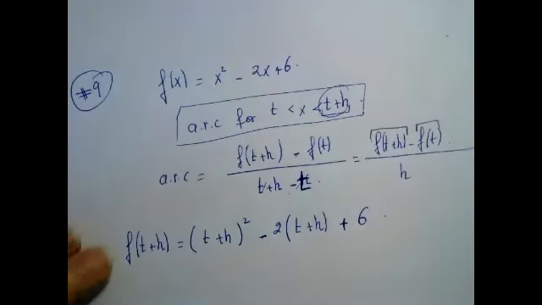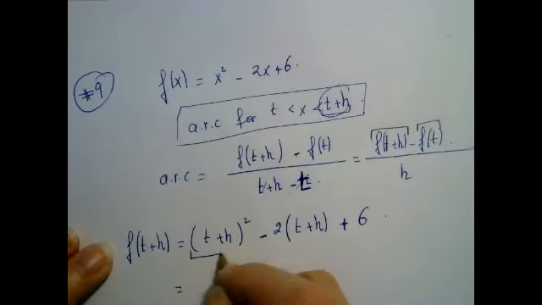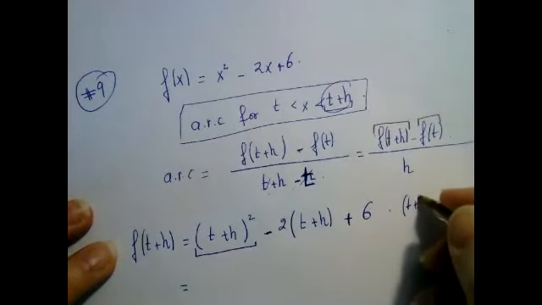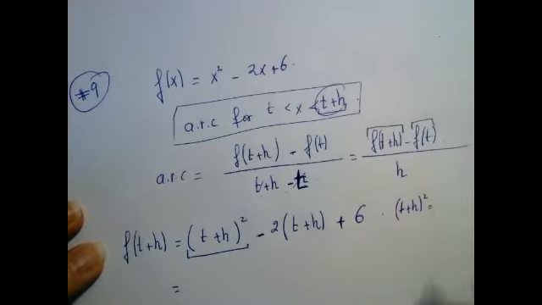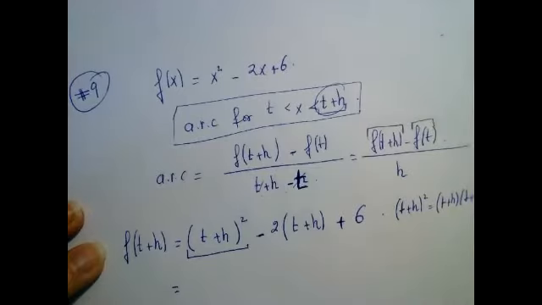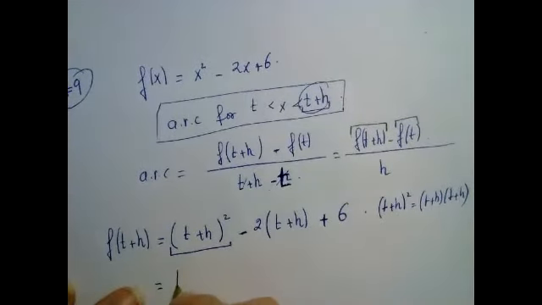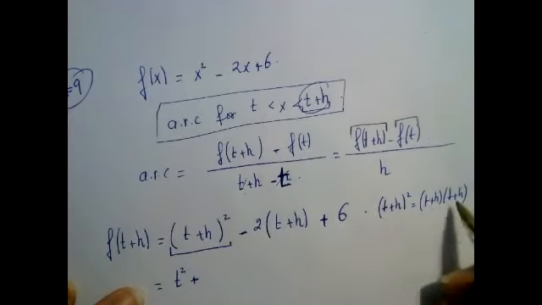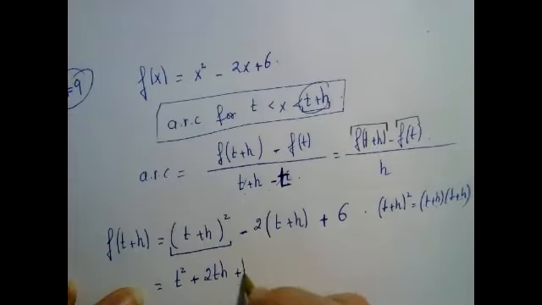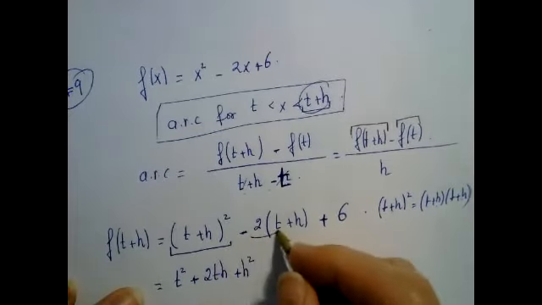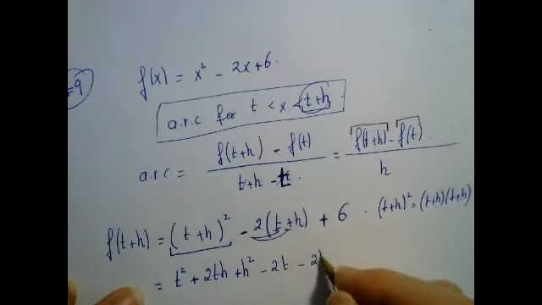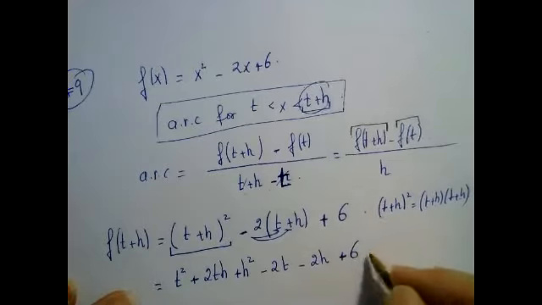Okay, so now let us work out each one of them. This one squared, I think I've done this a million times by now, and I still have students who are not doing it correctly. You basically multiply this by that, and then you get t squared plus th plus th plus h squared. Now I have to distribute. Be careful with the sign: minus 2t minus 2h plus 6.